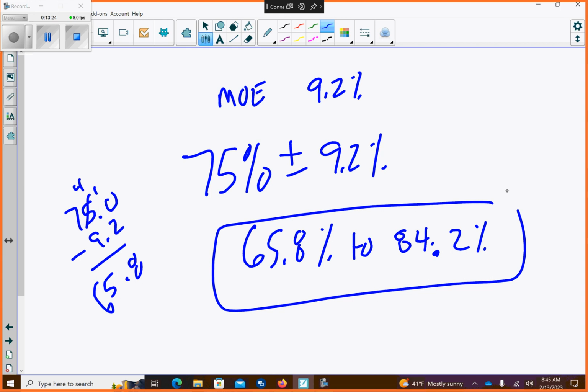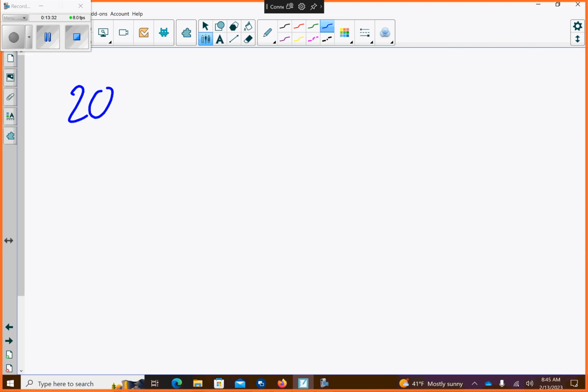Okay. And then example 2 says a random sample of 200 Cherry Creek students was conducted. 36 of the students plan to attend the next theater event.